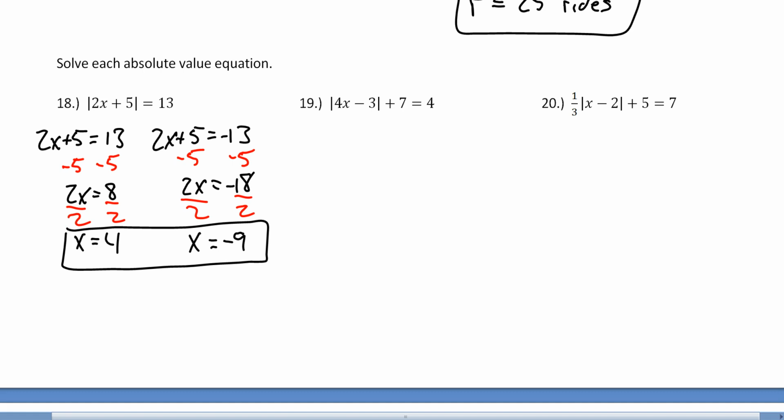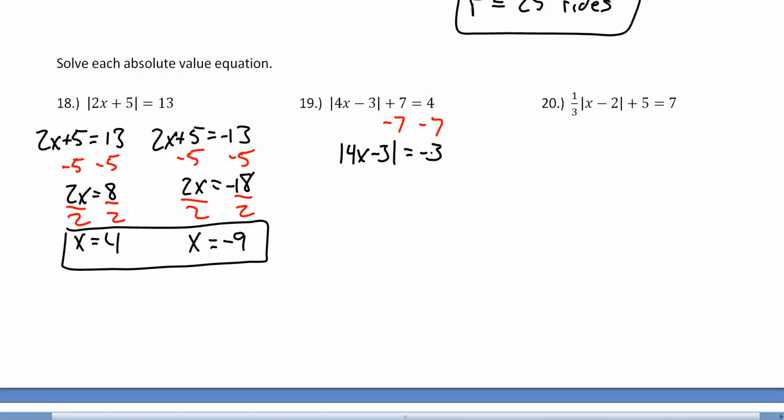This next one's kind of interesting because when we look at it, the first thing we notice is the absolute value is not by itself. You have to get the absolute value by itself before you can split it up. So here I'm going to subtract the 7 from each side. So we subtract the 7 from each side. I end up with the absolute value of 4x minus 3 equals negative 3.